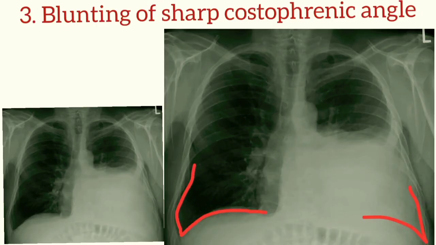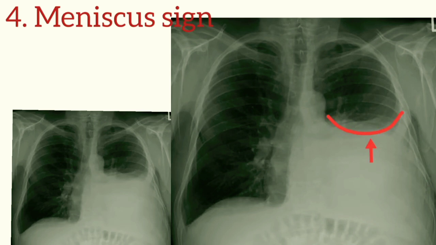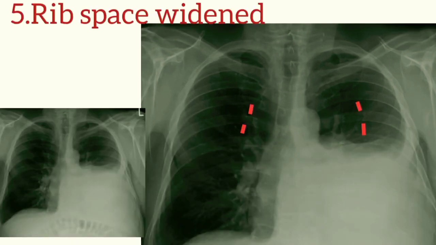Third point is blunting of the sharp costophrenic angle. As you can see in the image, the costophrenic angle is sharp on the right side, whereas on the left side, the angle is filled up with the fluid. Fourth point is meniscus sign. A concave shape is formed on the pleural fluid's surface. This is termed as meniscus sign. Fifth point is rib space widened. Rib space on the fluid-filled side tends to be more widened as compared to the other side. So these are the 5 key findings to be noted.